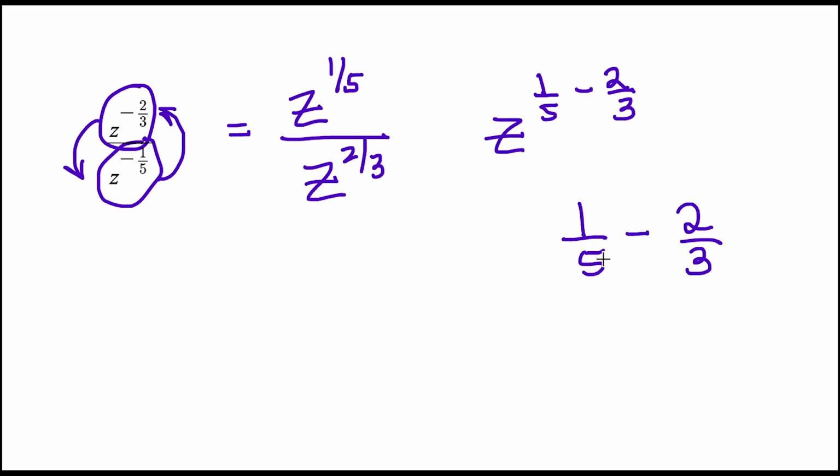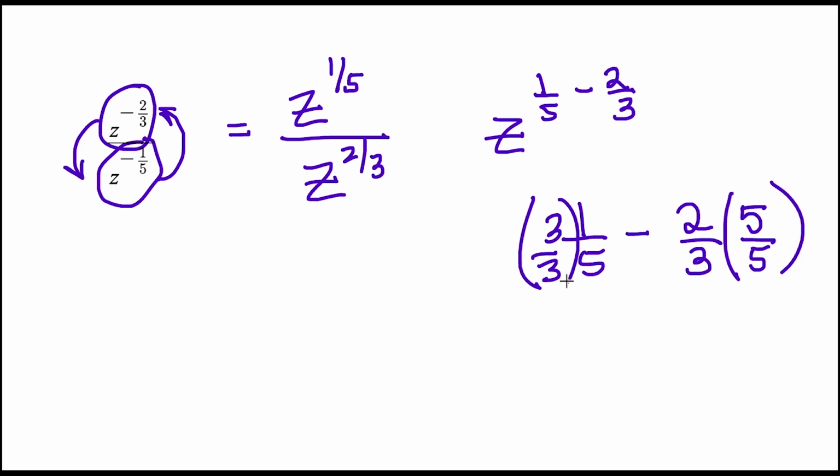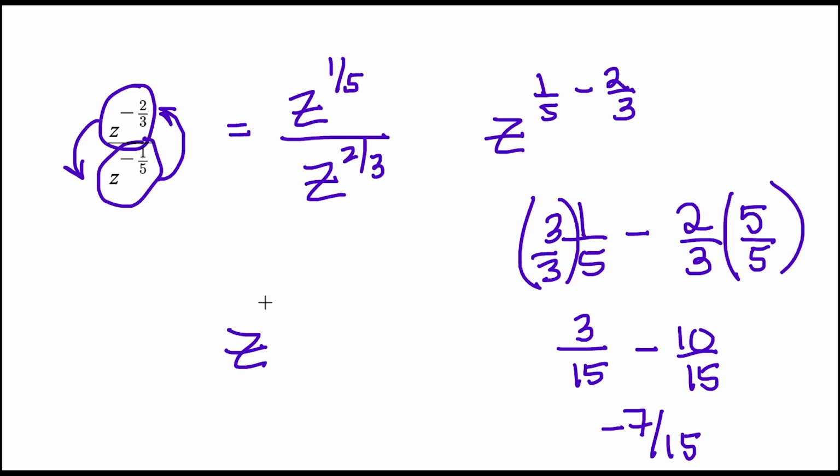So I have a denominator here of 5, a denominator here of 3. We want them to be the same, so I'll multiply the right side by 5/5 and the left side by 3/3. Here I have 3/15 minus 10/15, which is negative 7/15. So the final answer here is z to the power of negative 7/15.